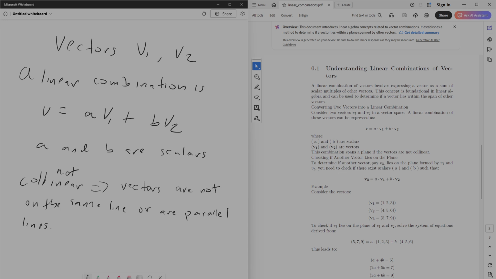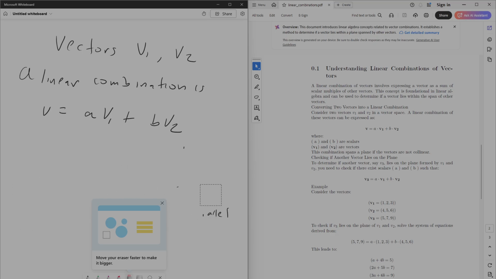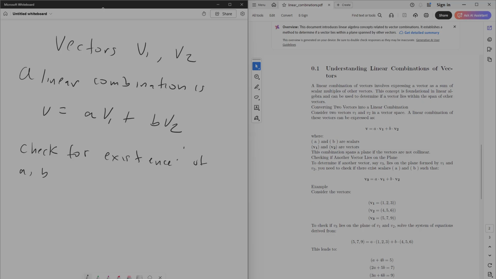To determine if another vector, say b3, lies on the plane formed by b1 and b2, you need to check for the existence of scalars a and b such that b3 is equal to a times b1 plus b times b2.